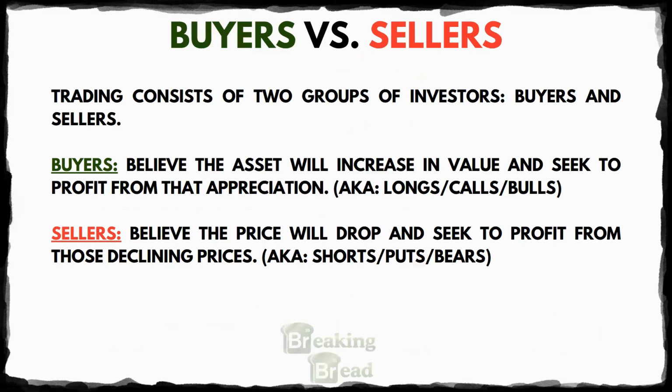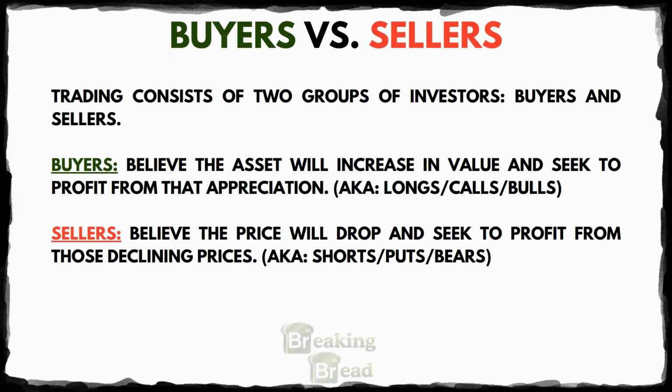Buyers versus sellers. Trading consists of two groups of investors. We have our buyers and our sellers. Buyers believe that the asset will increase in value and seek to profit from that appreciation. We also call that going long, taking calls, or a bull market. Sellers are your other participant in the market, and they believe that price will drop and seek to profit from that decline in price. We also call those going short, puts, or a bear market.